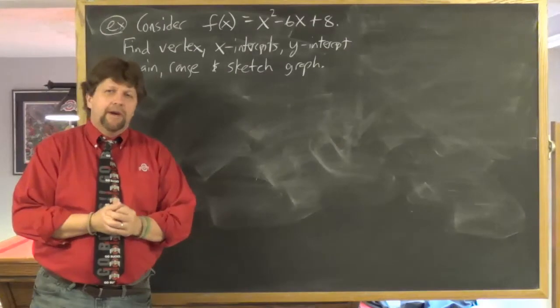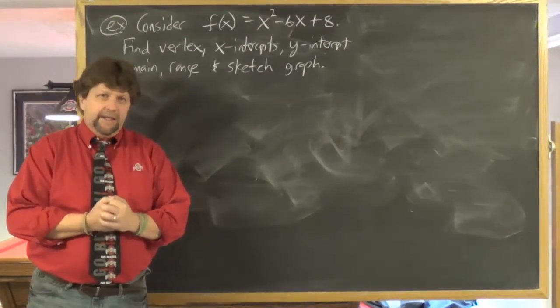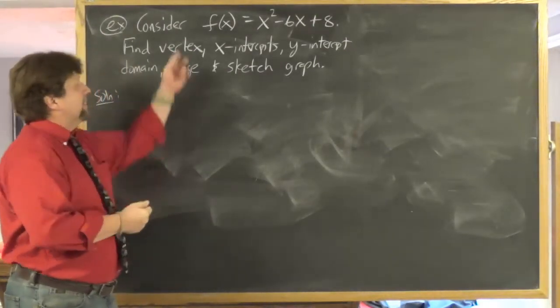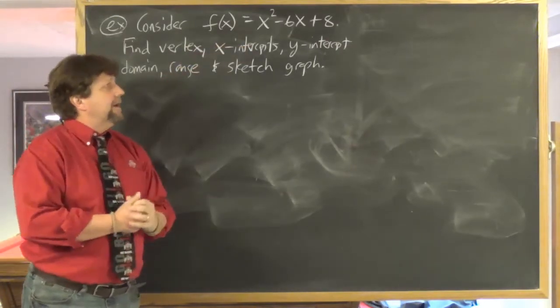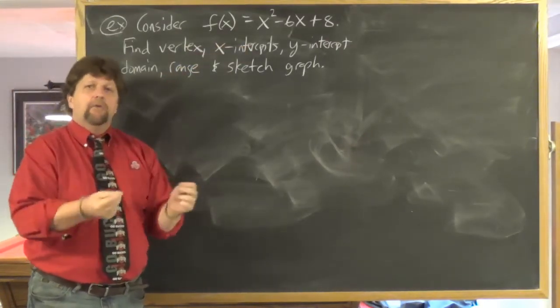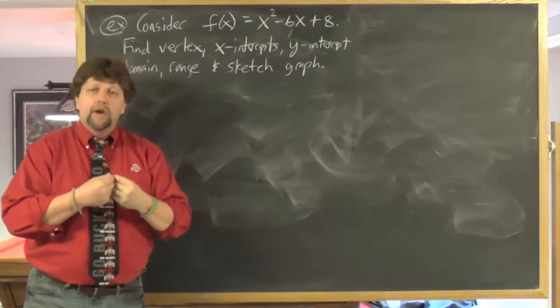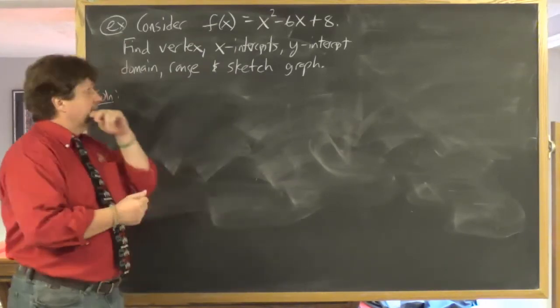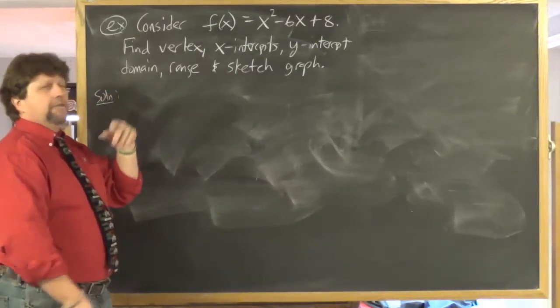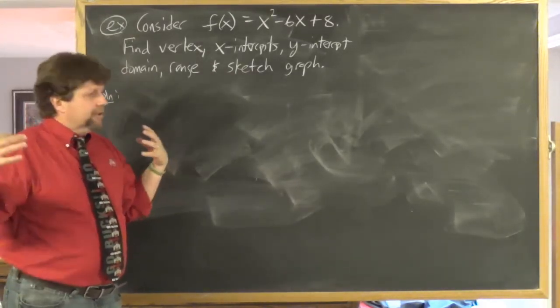All right, hey folks, here we are. We're going to look at this example. Let's consider the function x squared minus 6x plus 8. That's a quadratic function. We know the graph is going to be a parabola because the graphs of quadratic functions are parabolas. And I thought we'd try to do a lot of stuff with this one example, just embed everything into one example.